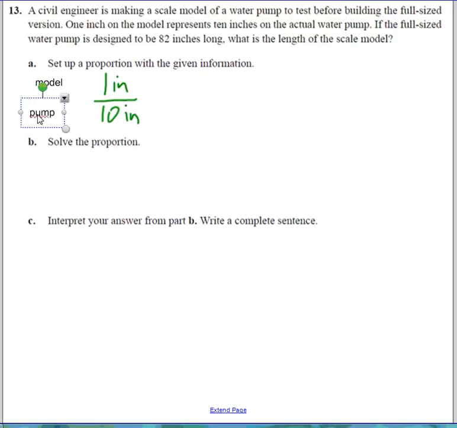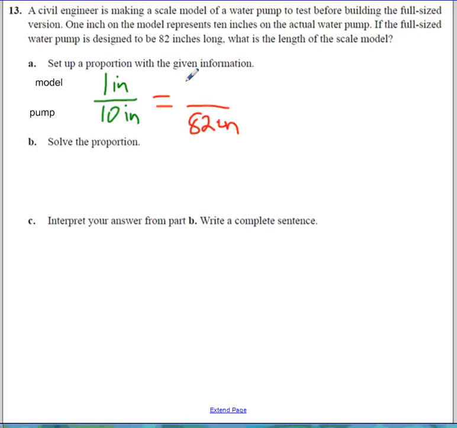So I'll put pump down here. So that way, when I'm given the next piece of information, I can tell based on my labels over here whether it will go on the top and the bottom, since inches and inches match. So that doesn't give me the clue that I need to know what place in the fraction the number will be put. And so if we continue, if the full-size water pump is designed to be 82 inches long, so that is the pump, so it will go in the denominator.